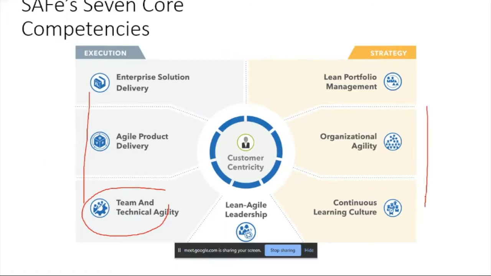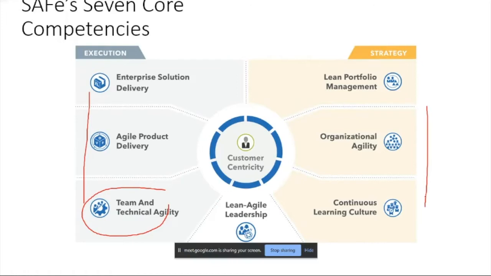Okay. Team and technical agility. This competency describes the critical skills and lean-agile principles and practices that high-performing agile teams and teams of agile teams use to create high-quality solutions for their customers. The result is increased productivity, better quality, faster time to market, and predictable delivery of value. If you want me to go slow or fast, let me know. When I say faster time to market and better quality for team and technical agility, those are keywords you will see in the exam.